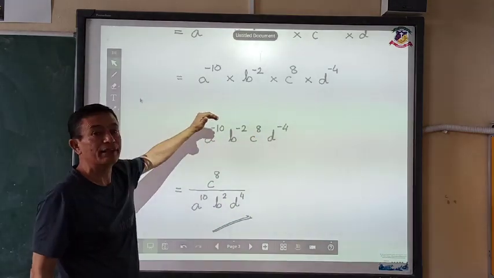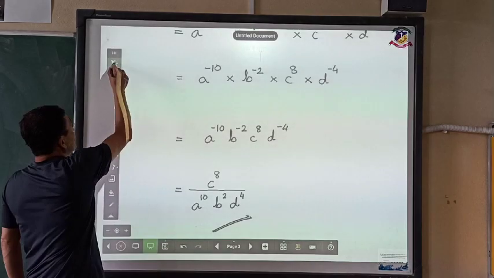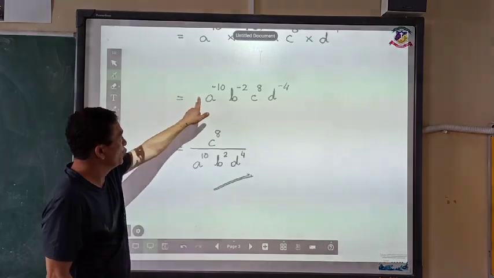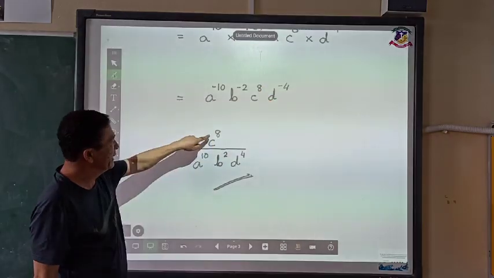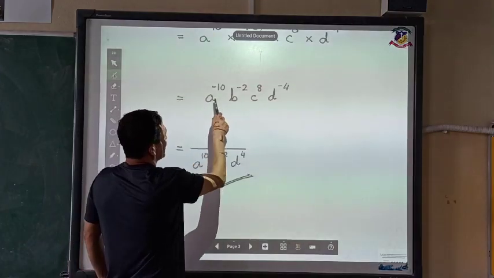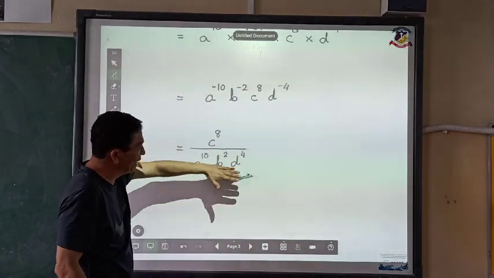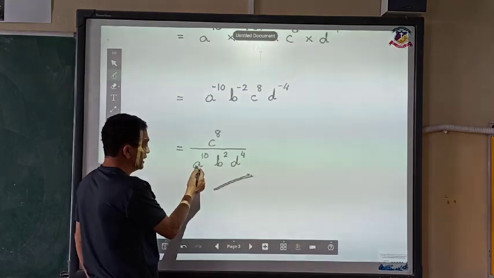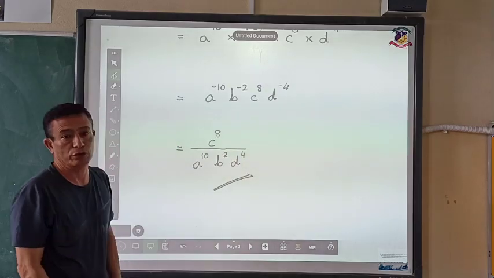But I have a negative index, so I will convert that into a positive index now. When I convert it into a positive index, you can see that c to the power of 8 has a positive index, so I leave it in the numerator. Whereas all the others, a, b and d have negative index. So I bring them down to the denominator and convert them into positive index: a to the power of 10, b to the power of 2, d to the power of 4.